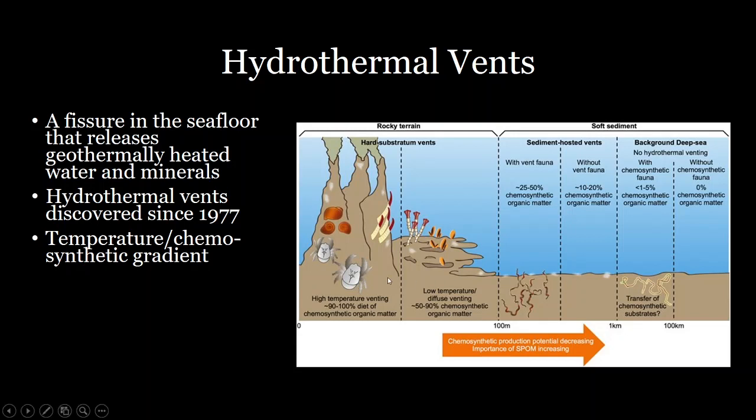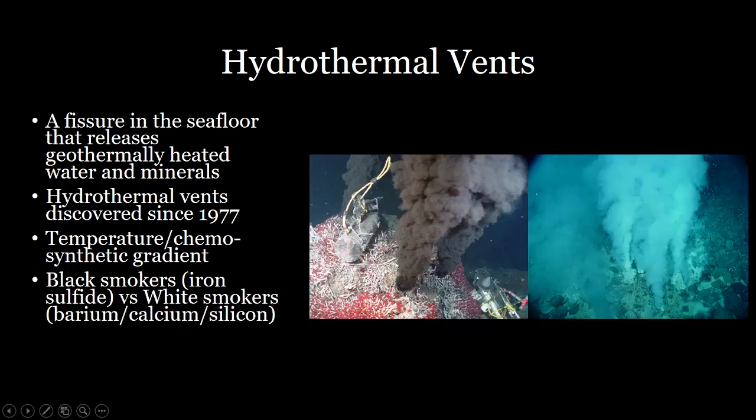And as you move further away, for example, 100 meters away, only 25 to 50% of the organisms are using chemosynthetic processes. And then as you move kilometers away, close to none of the organisms are using the chemistry of the hydrothermal vent for their biology. So there's two different types of hydrothermal vents. There's black smokers, which are a lot more common, and black smokers have high concentrations of iron sulfide, and that iron produces that black color.